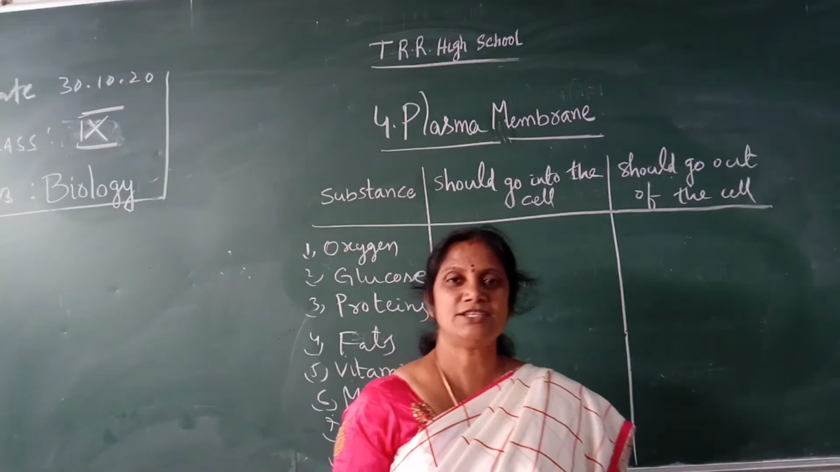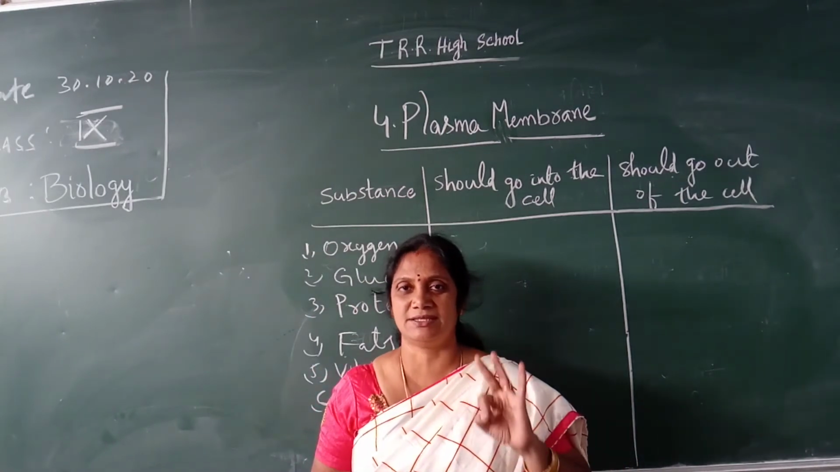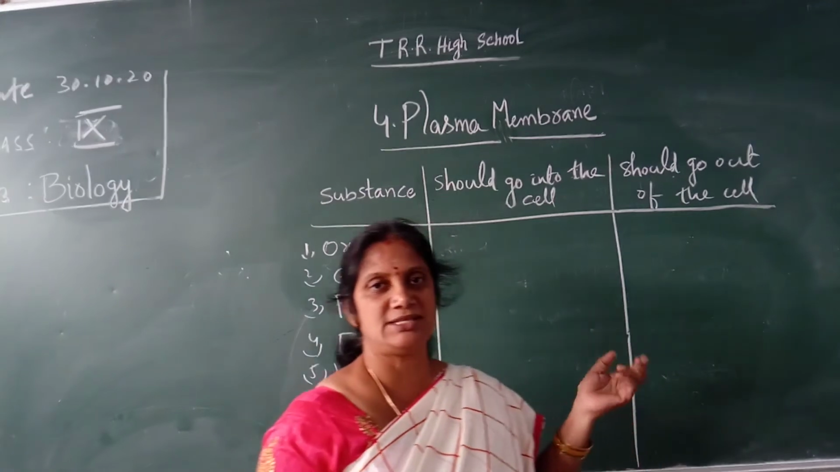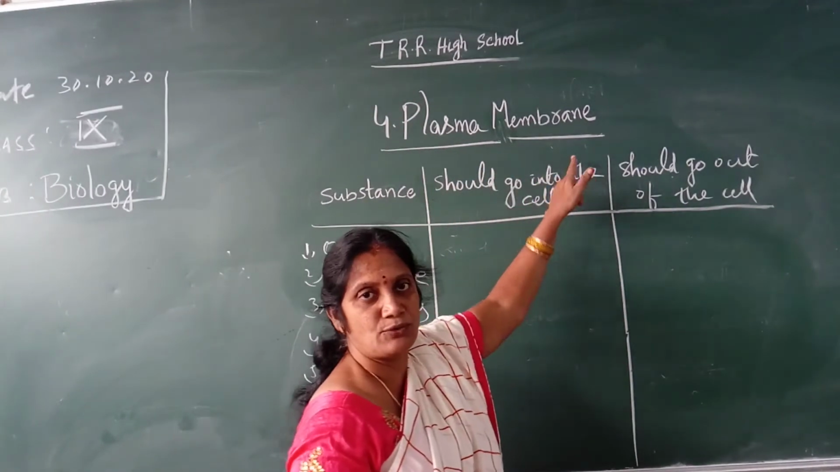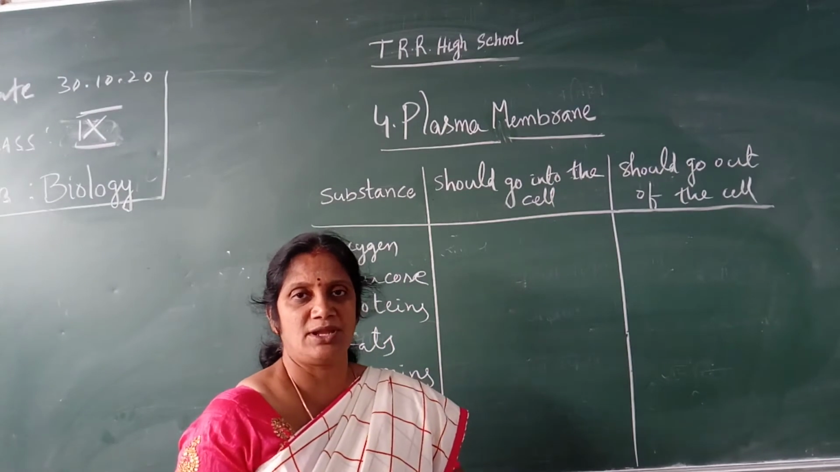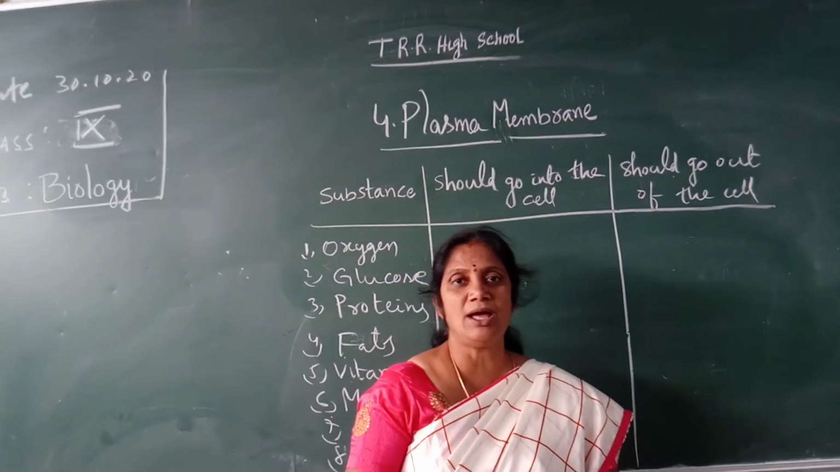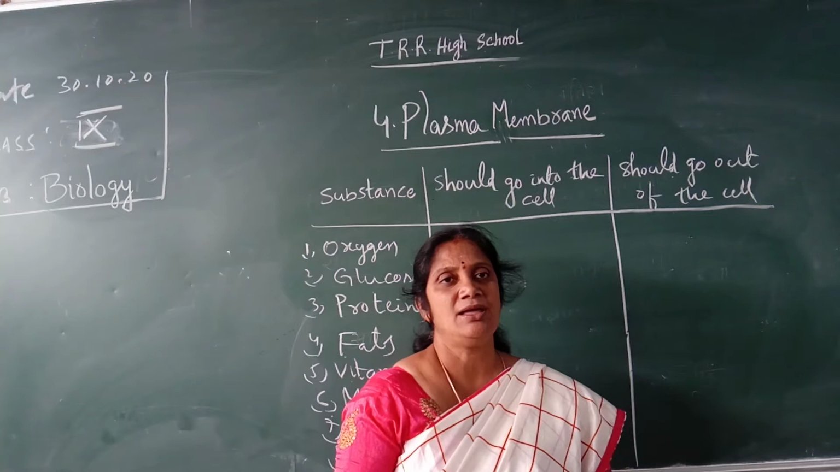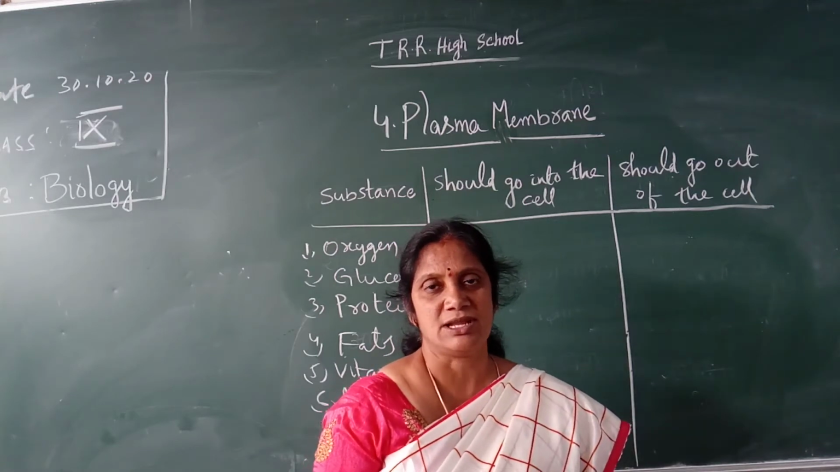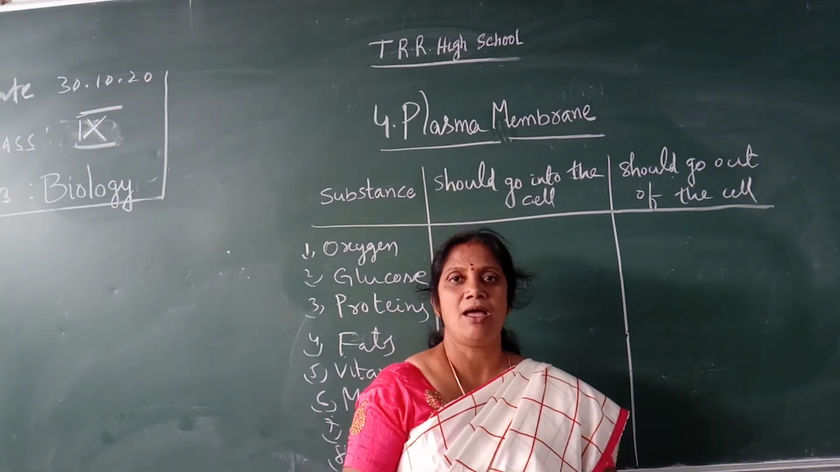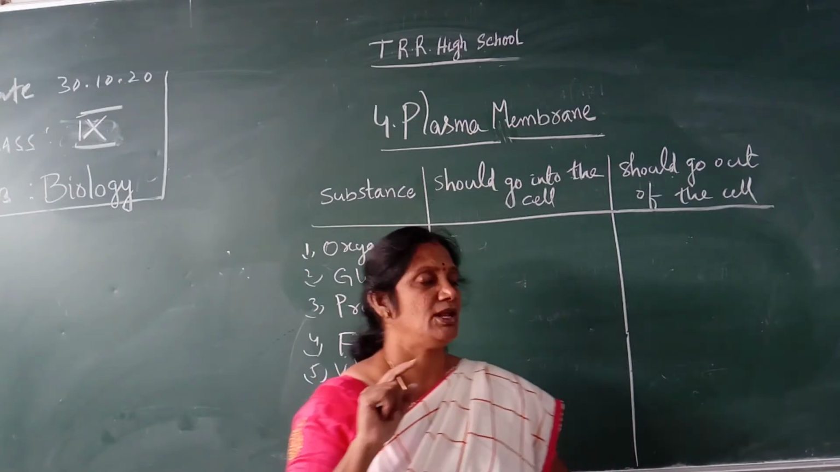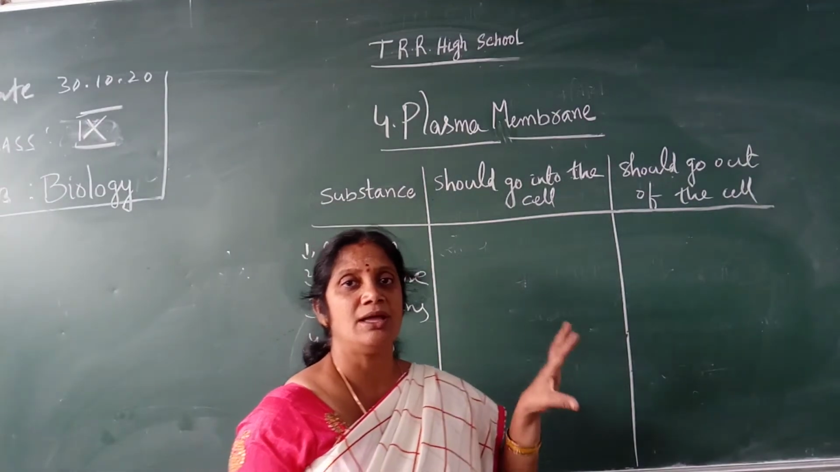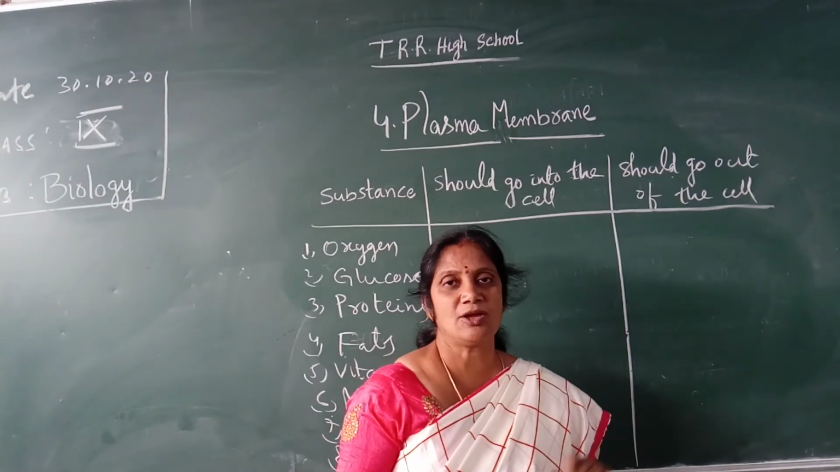So, we have already successfully completed our three lessons. This is our fourth lesson, which is called plasma membrane. Already we discussed the plasma membrane in the first lesson. Plasma membrane is the outermost layer of the cell, the outermost membrane, which protects all the internal cell components.